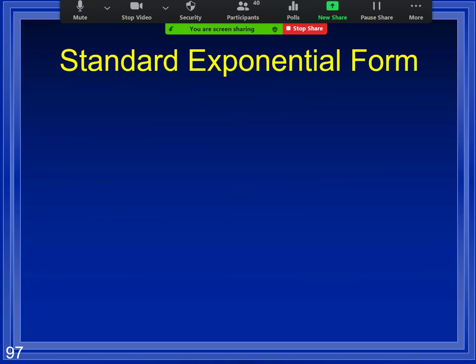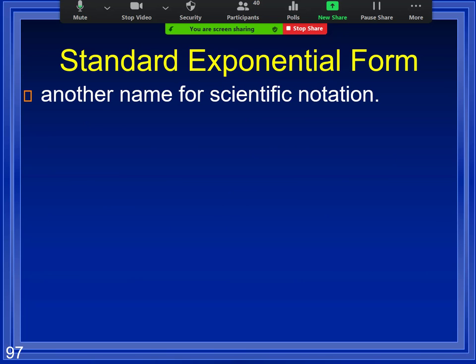Now, another name for scientific notation is standard exponential form. And we're going to run into this word over and over again this year, standard. Standard means a group of people picked that this is the right way to do it. Okay? So that means a whole group of people agreed this is the way we're going to do it. Okay? And exponential because we're going to use exponents. Okay? So everybody agreed we're going to use exponents in this form.